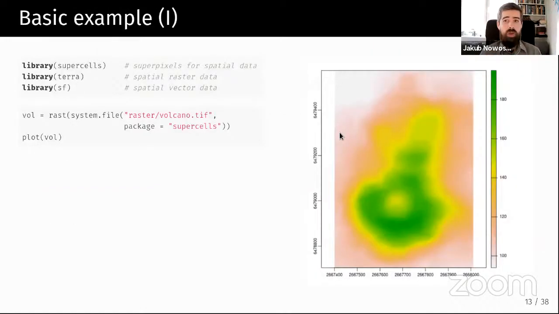So let's start with the basic premise, the simplest example that I came up with. Here, like always, we start with attaching some R packages, and we will try to create superpixels, but just based on one variable. In the supercells package, we've got the volcano TIFF example data, which is just an elevation model. In this example, we just want to create polygons or superpixels with similar elevation values.